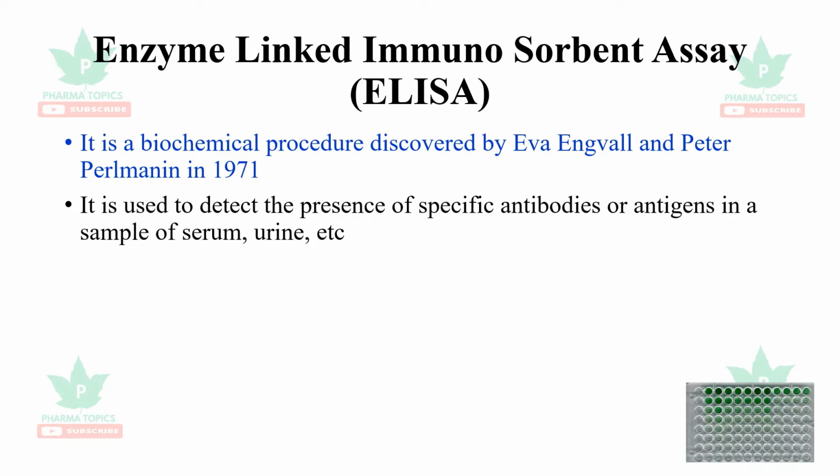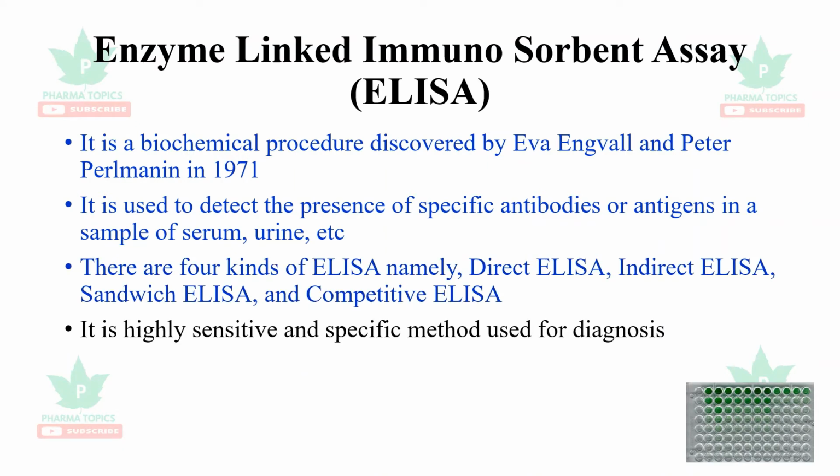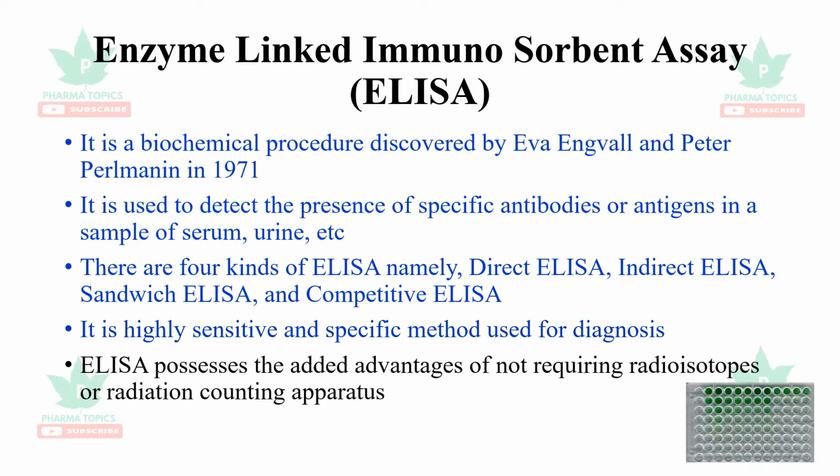other biological sample. So there are four kinds of ELISA, namely direct ELISA, indirect ELISA, sandwich ELISA, and competitive ELISA. We'll see all these things in detail in the further slides. These ELISA techniques are highly sensitive and specific methods used for diagnosis. ELISA possesses the added advantages of not requiring any radioisotopes or radiation counting apparatus for the detection.